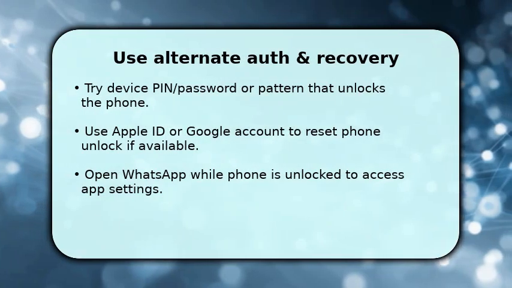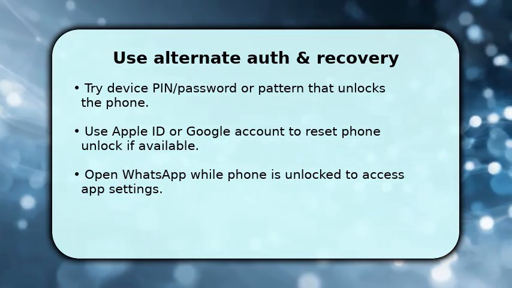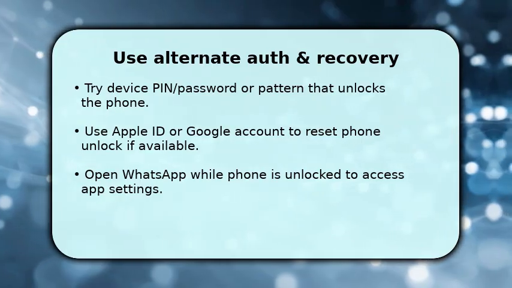Once the phone is unlocked with a legitimate alternate method, open WhatsApp and go straight to Settings, Privacy, Fingerprint Lock to disable or reconfigure it.